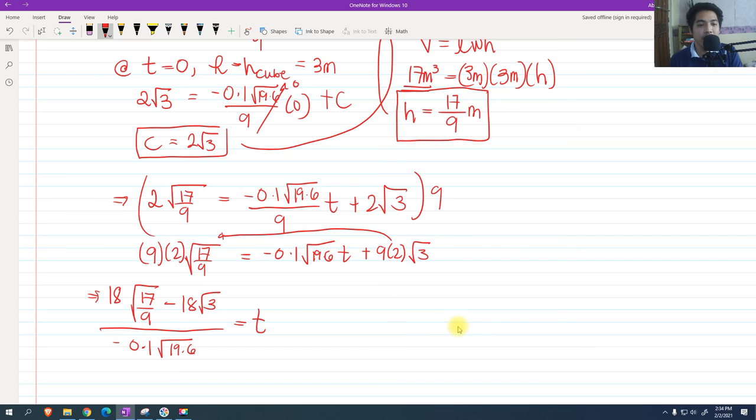So that time that we are going to solve there is in terms of seconds. So if we solve that, that would be 14.54 seconds.